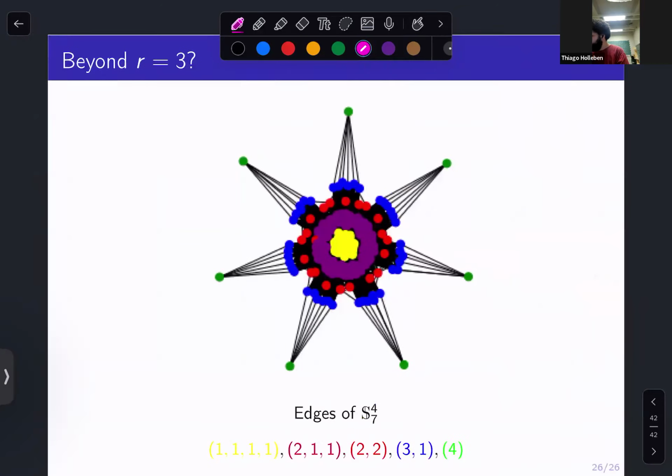And I have two more things that I wanted to point out. If you want to try higher than 3, what happens? We have pictures for the edges, not for the whole complex, because for the whole complex it's insanely costly to compute. But for the edges, we can actually do it. We know all the edges up to R equal to 8 or something, and we could do more.